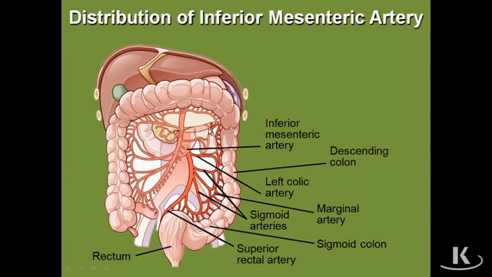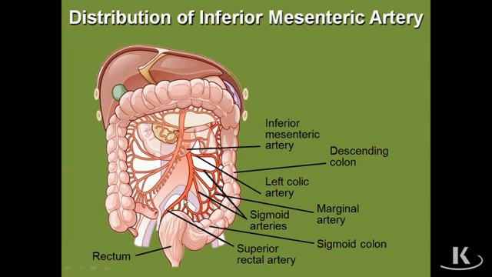hindgut. We know hindgut is descending colon, sigmoid colon, rectum, anal canal. And so from the inferior mesenteric artery, we see a left colic artery to supply the descending colon, a series, usually about 3 to 5 sigmoidal arteries to supply the sigmoid colon, and then the terminal branch of the inferior mesenteric, that is to say what's left of the inferior mesenteric after the last of the sigmoidals has come off. The remaining vessel is now called the superior rectal artery to supply the rectum.